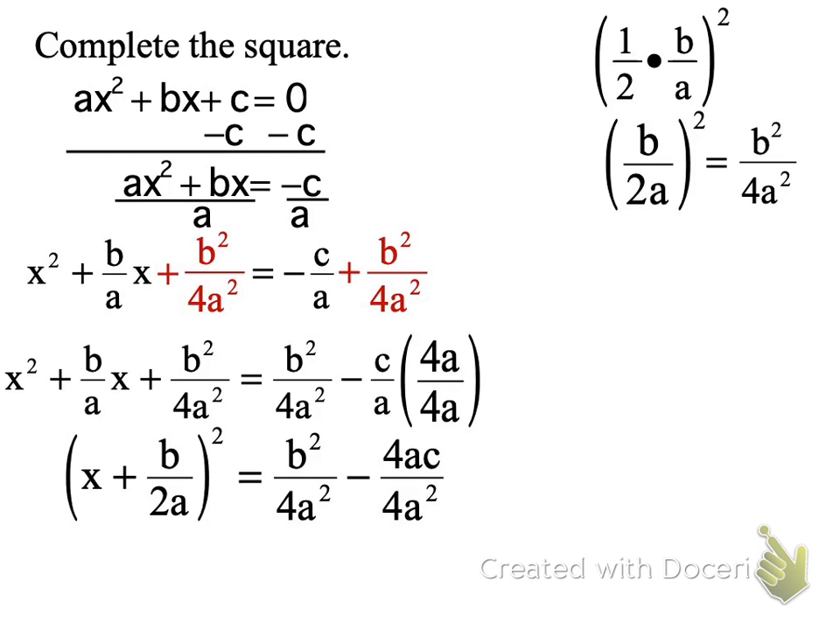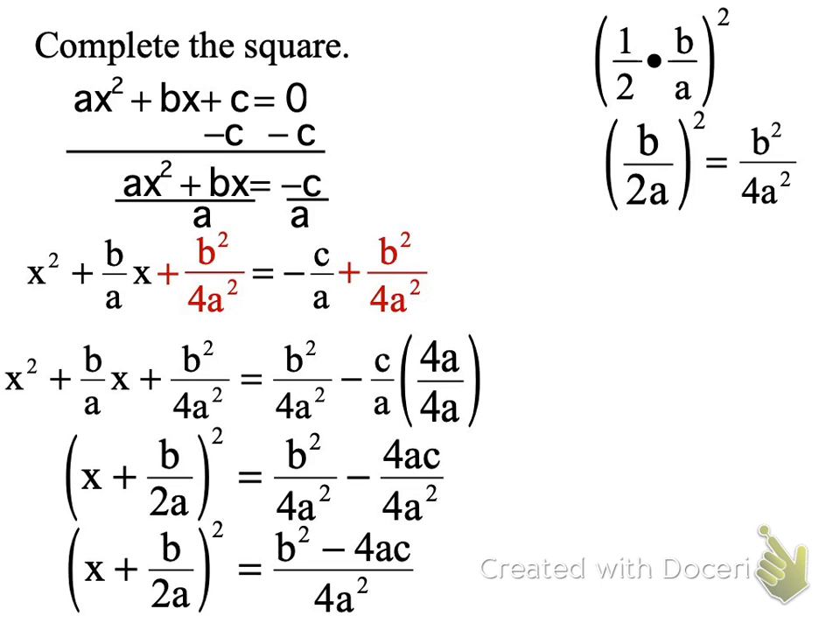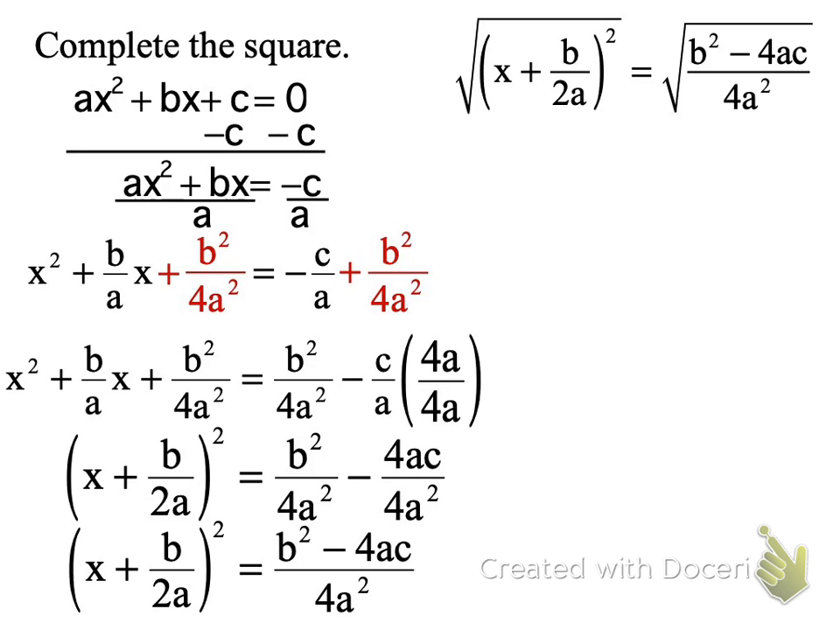Yes. What do I do now? Can we just put it all over the same 4a squared? No. On this side, can we just make that all over 4a squared? Yeah. On the right side, right? Okay, now what would I do? We're going to root both sides, right? Okay. Now, up here on the left side, I know that when I take the square root of a square, we end up with what's inside. What would it be? Absolute value of x plus b over 2a.